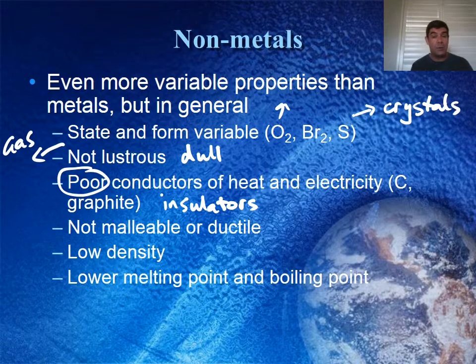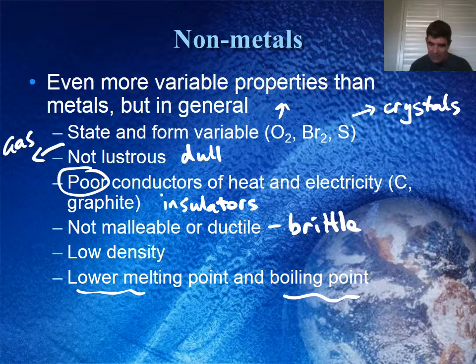They're neither malleable nor ductile. In fact, we describe them as brittle. If you hit them with a hammer rather than shaping, they will shatter. They have a much lower density than metals and also lower melting points and boiling points. And that explains why many of the non-metals actually exist as gases at room temperature.